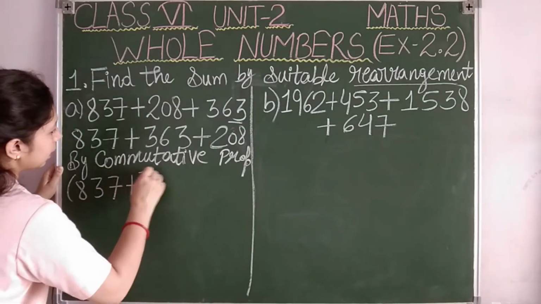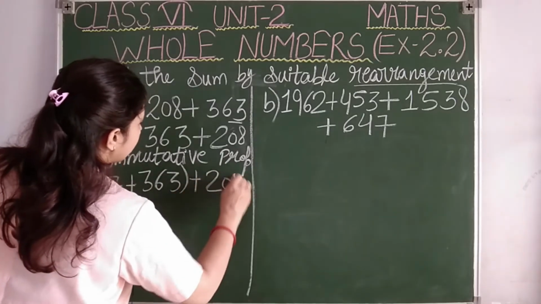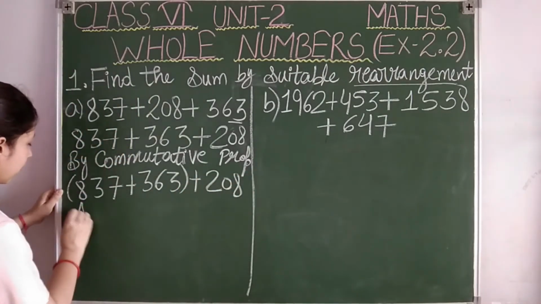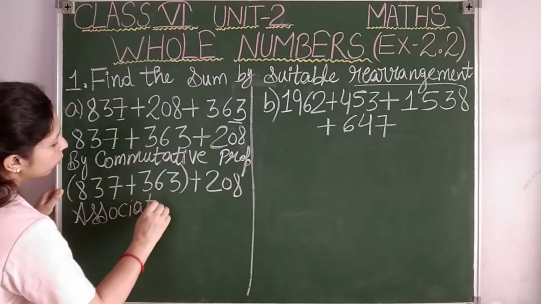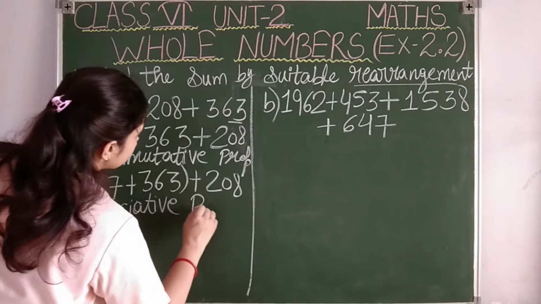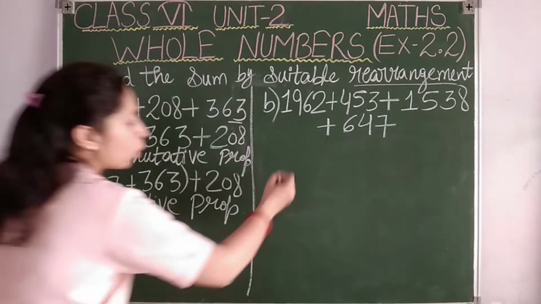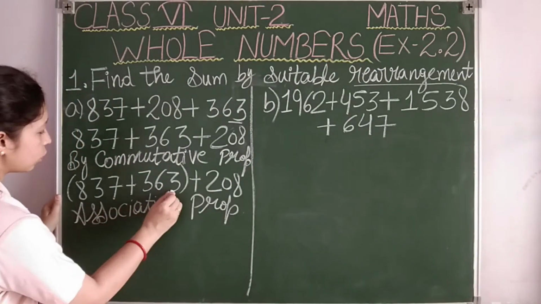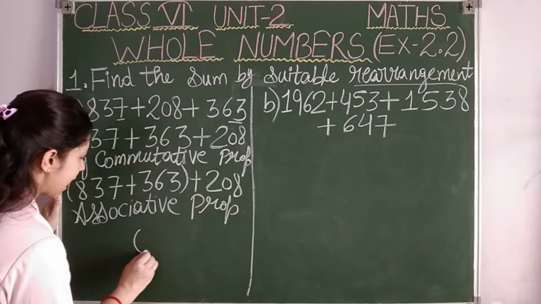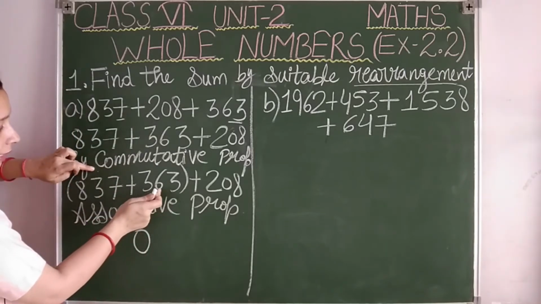837 plus 363, plus 208. Here which property have we used? Here we have used associative property. Write the name of the property, students. Okay, associative property. Now add. How are you going to add? No need to calculate. Orally you can add. Look, take the units digit first, students. 7 plus 3, 10. 1 carry over, 3 plus 1, 4, here 10's digit is 6.